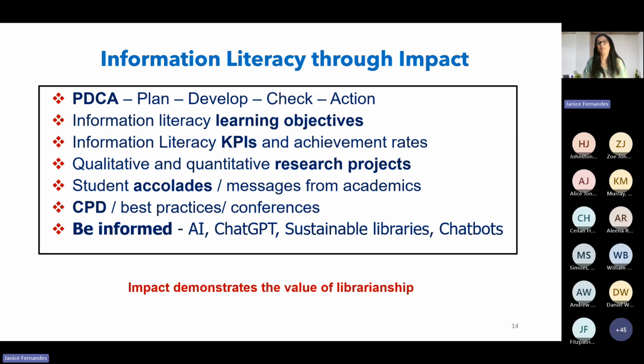So KPIs, we have learning objectives, we have KPIs, lots of research projects based on the student output. Students write to me and I collect those accolades to use them as an impact. And I've had a couple from students last week as well. Some really good messages from academics. An acknowledgement in the student dissertation, where just after they acknowledge their course supervisor, they acknowledge their librarian. And I think that is an amazing way of collecting impact.